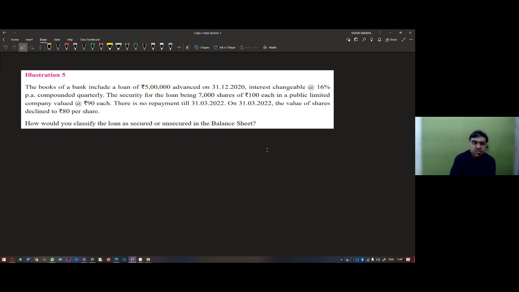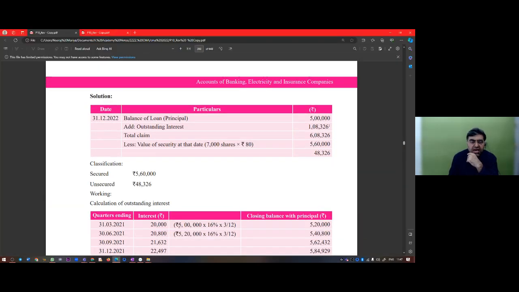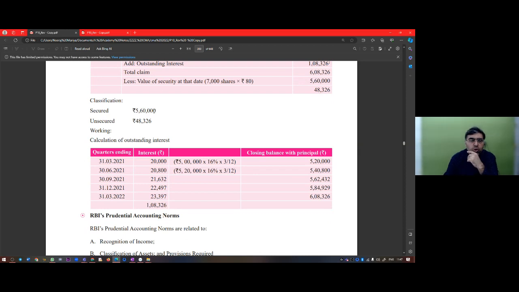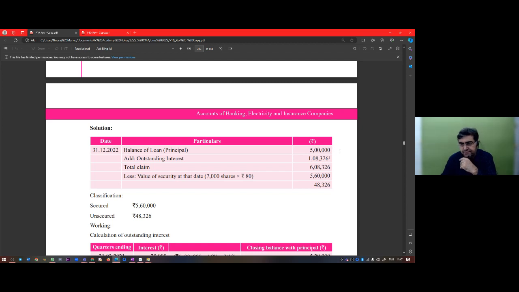Secured loan, unsecured loan. The loan is 5 lakhs. The security value is 7,000 shares and today's rate is 80. Forget about 90. Today's rate is 80. So 7,000 into 80 is 5,60,000. The security is 5,60,000 and the loan is 5 lakh. So you will say the loan is fully secured. The answer is you will classify the loan as secured, 5 lakhs principal.